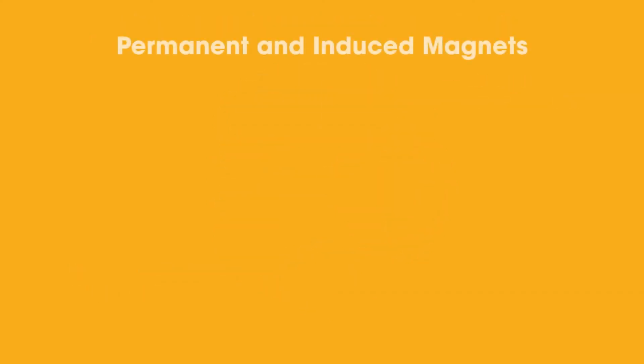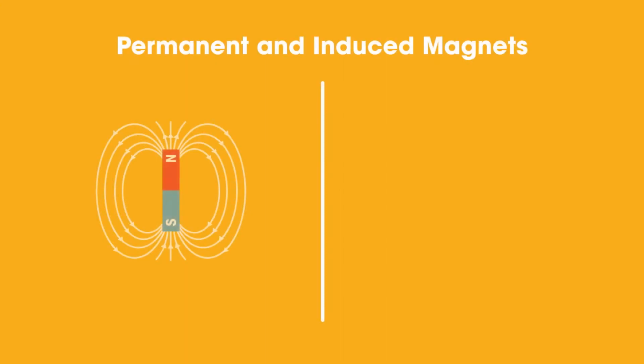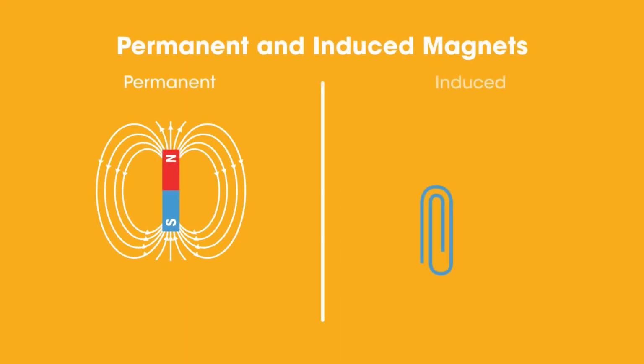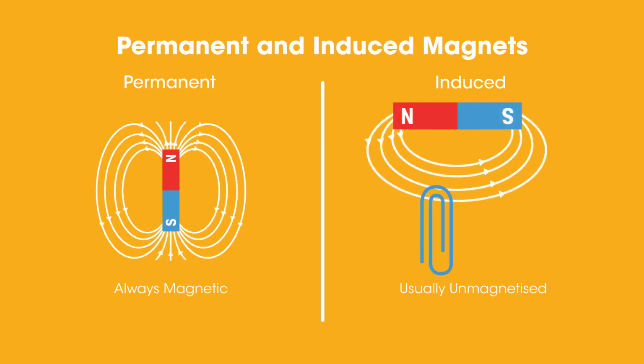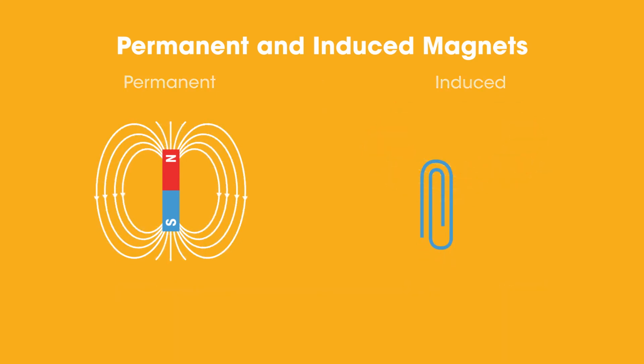There are two different types of magnets: permanent and induced. Permanent magnets are always magnetic, meaning that their magnetism cannot be turned off, whereas induced magnets aren't always magnets. They are unmagnetized most of the time. But when placed inside another magnetic field, they act like a magnet and attract. Magnetic materials like iron and steel can be turned into magnets.